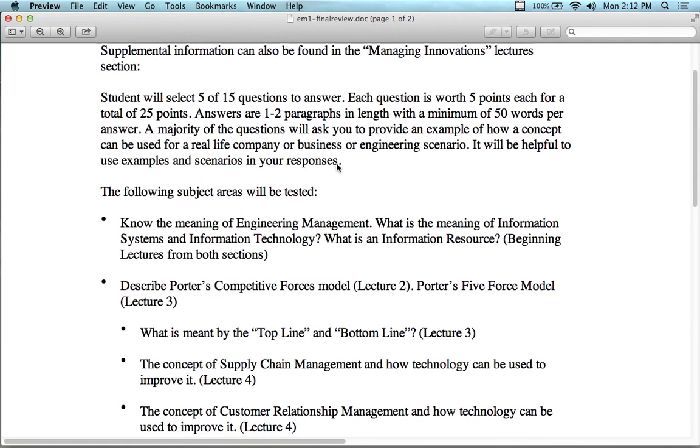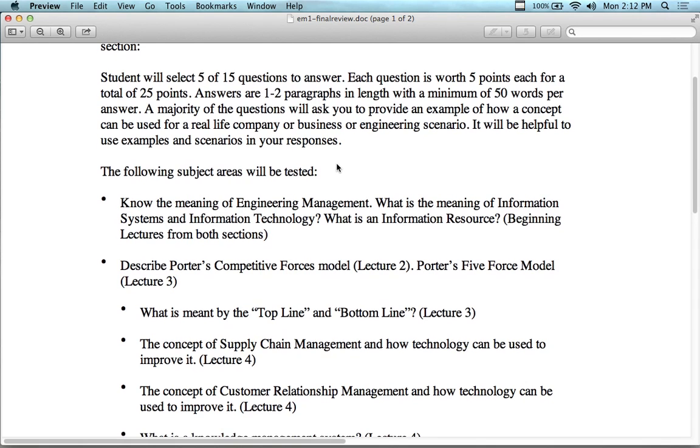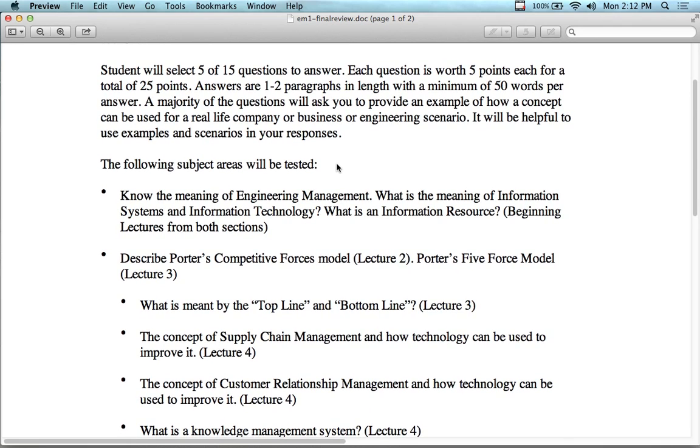So it might be helpful if you pre-prepare examples and scenarios and think about it. And I'll give you a complete answer, about a 50-word answer to one of these questions coming up soon here.